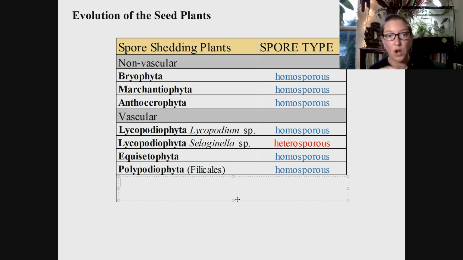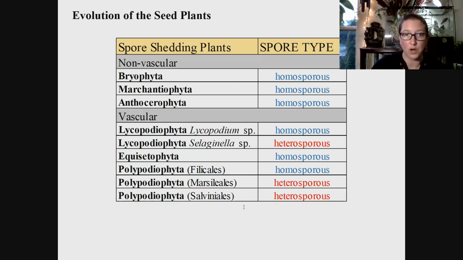The sporophyte makes one type of spore. Lycopodium, the sporophyte makes one type of spore. Selaginella, the sporophyte makes two types of spores, right? Microspores and megaspores. Horsetails we didn't cover, don't worry about, Equisetophyta. And then ferns, the terrestrial ferns, are also homosporous, right? That's what we see here. Don't worry about those ones on the bottom.